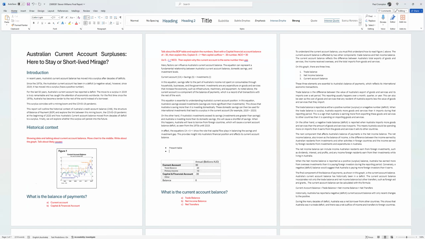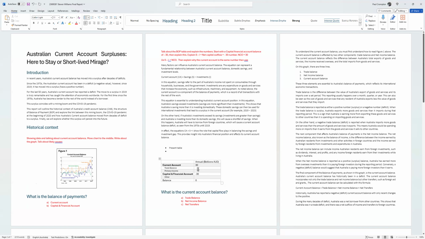When you present the table, talk about what the trade balance of 20 means. It means exports are $20 billion greater than imports. And just give the reader an idea of what the 10 means. That means inflows of dividend and interest payments from overseas is $10 billion greater than outflows.